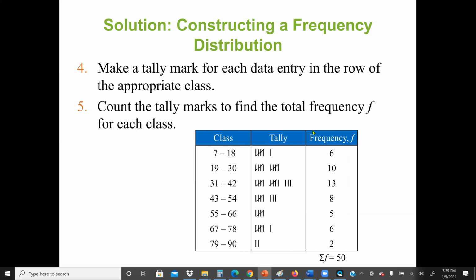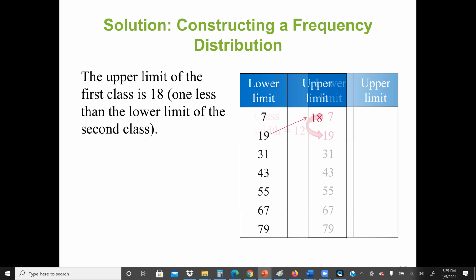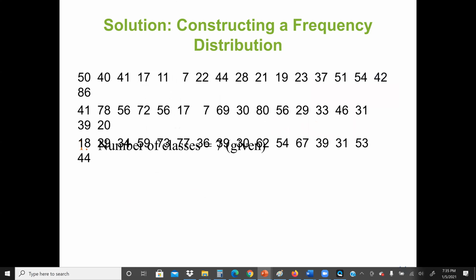So I look at the data set, how many subscribers spent between 7 to 18. When we count it, it was 6. How many spent between 19 to 30? When we count it, it's 10. How do we count it? Go back to the data, 7 to 18, and I'm going back.